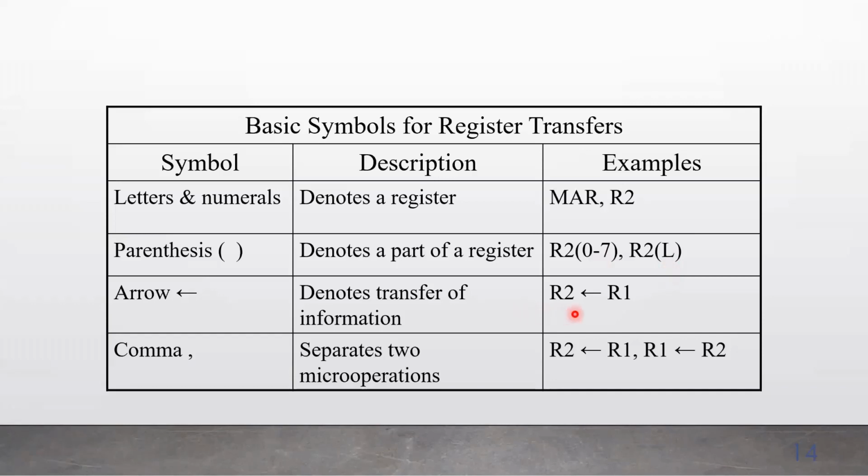And this arrow denotes the transfer of information, which we have seen. And the comma is an operator symbol used to separate micro operations when many are given in a series. When many micro operations are to be performed, they are separated by this comma. That's about register transfer, how the transfer is done, and the hardware implementation we have seen.